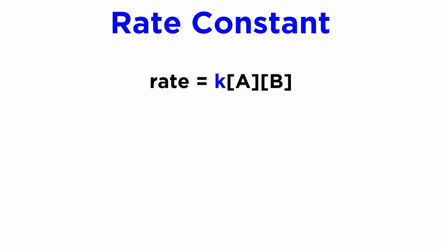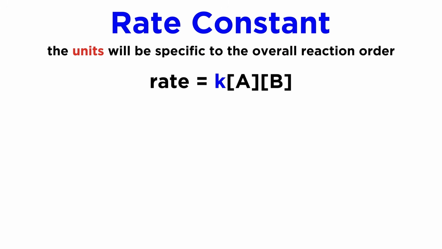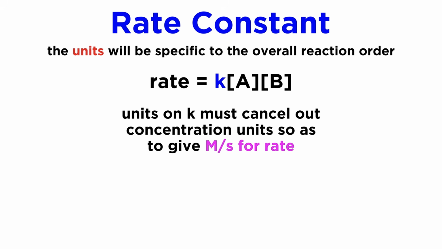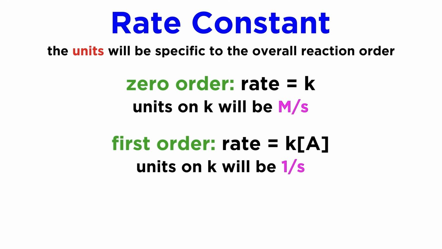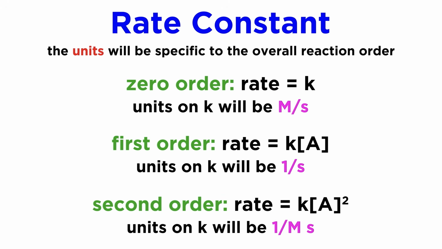Before moving on, let's just say a few things about the rate constant. We should understand that the units on it will be specific to the overall reaction order. This is because they must cancel out the concentration units to give molarity per second, which are units that make sense for the rate. So for zero order, they will be molarity per second, since a zero order reaction doesn't depend on concentration. For first order, it's inverse seconds, so that when combined with molarity, we get molarity per second. For second order, it's 1 over molarity times seconds, so that when combined with molar squared, we get molarity per second.